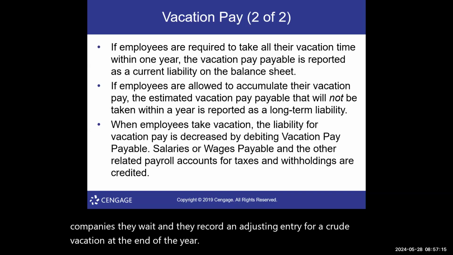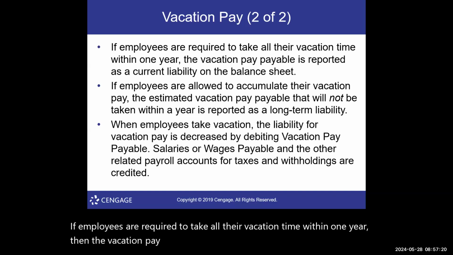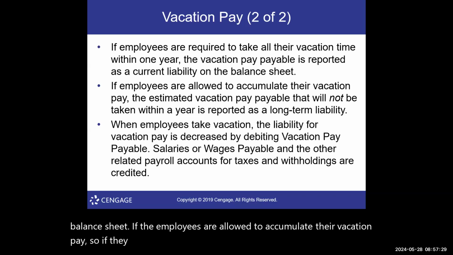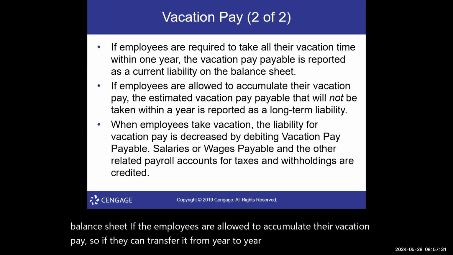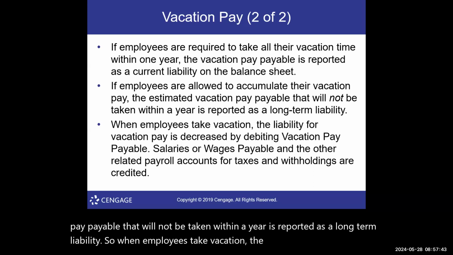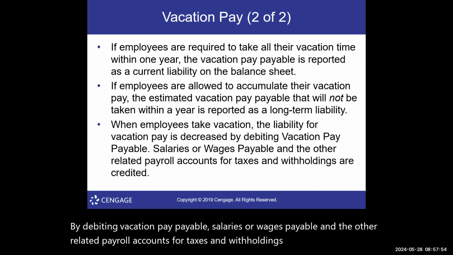If employees are required to take all their vacation time within 1 year, then the vacation pay payable is reported as a current liability on the balance sheet. If the employees are allowed to accumulate their vacation pay, so if they can transfer it from year to year, then the estimated vacation pay payable that will not be taken within a year is reported as a long-term liability. So when employees take vacation, the liability for vacation pay is decreased by debiting vacation pay payable, salaries or wages payable, and the other related payroll accounts for taxes and withholdings are then credited.